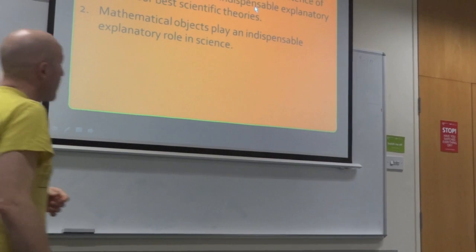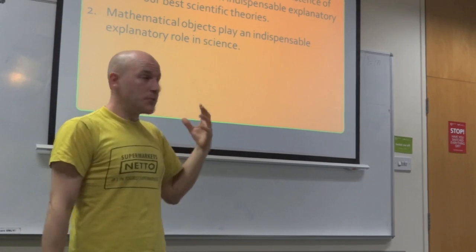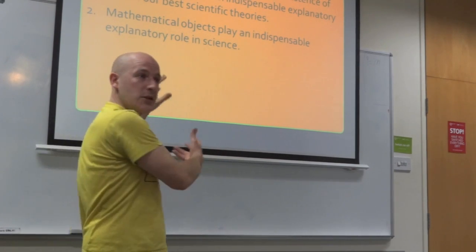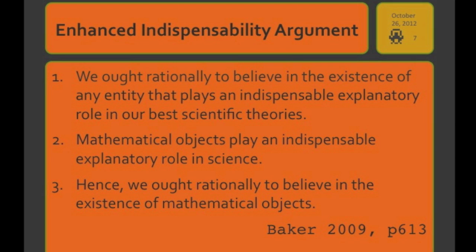And then he points out, look, in both of these explanatory things that we've just seen, mathematical objects are playing an indispensable role. So, you put those two claims together, we ought to believe in the existence of any entity that plays that role, and mathematical objects play that role. So we ought rationally to believe in the existence of mathematical objects. That's his argument, it's in his paper, you can see he does believe it.